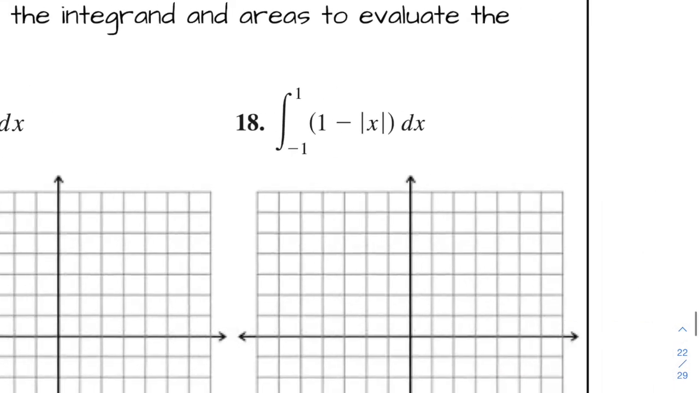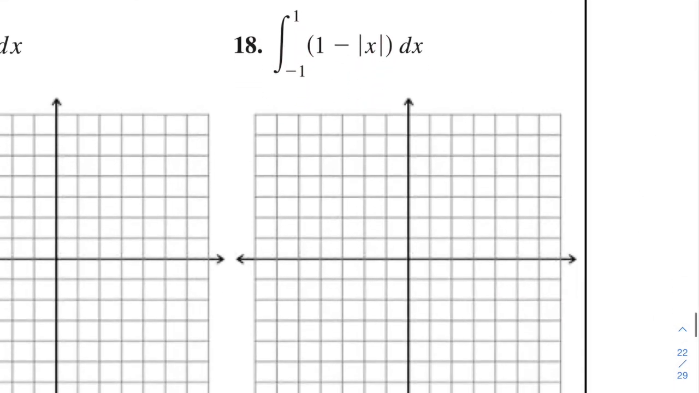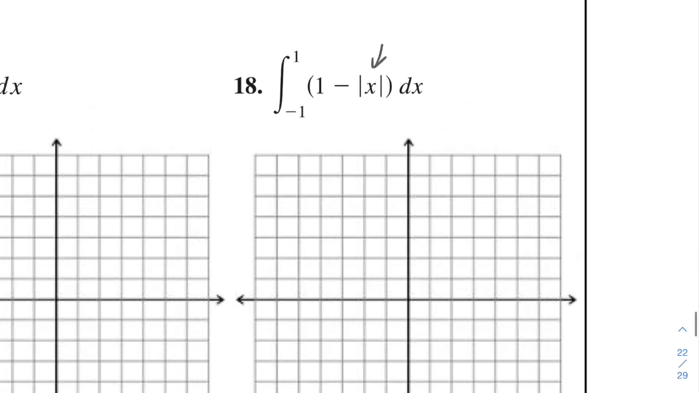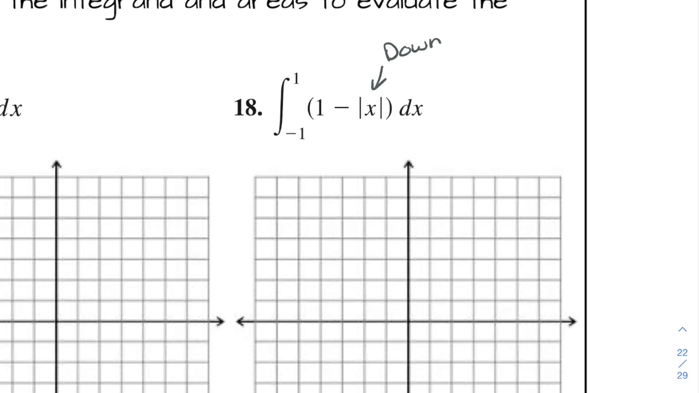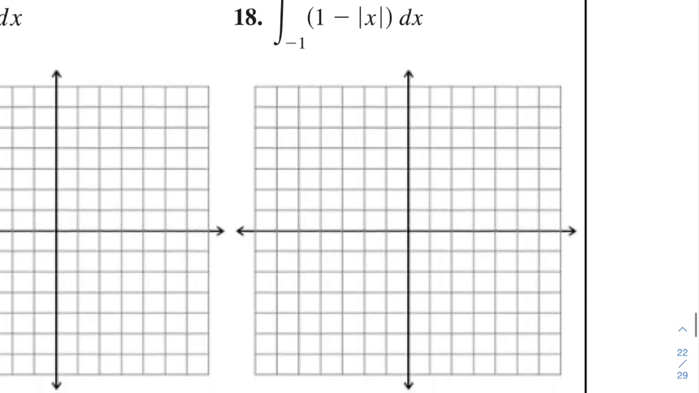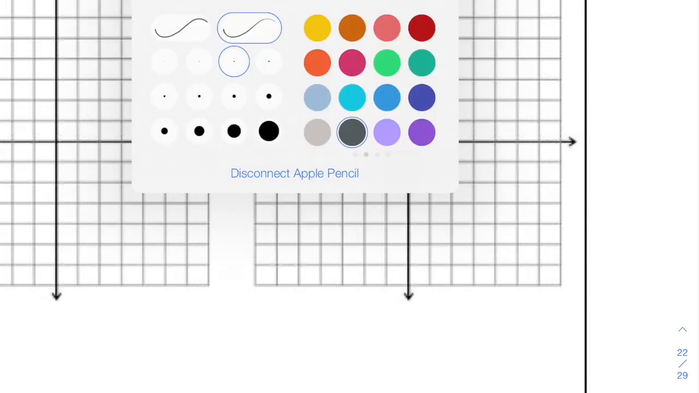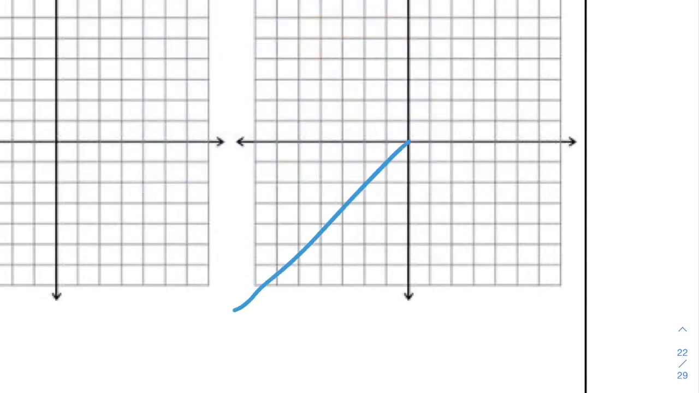Let me do an absolute value one, though. You know what? I'll do this more difficult absolute value one, okay? So in this case, the absolute value function is opening up downward because it's a negative absolute value of x. So it's going to be opening up downward. So let me just draw that quickly so that you have it. Okay. Let me start. Here you have the absolute value function moving downward. Okay, I'll throw arrows on it.